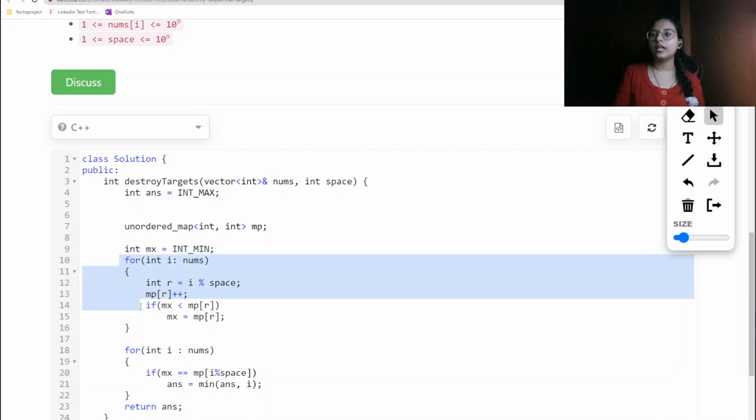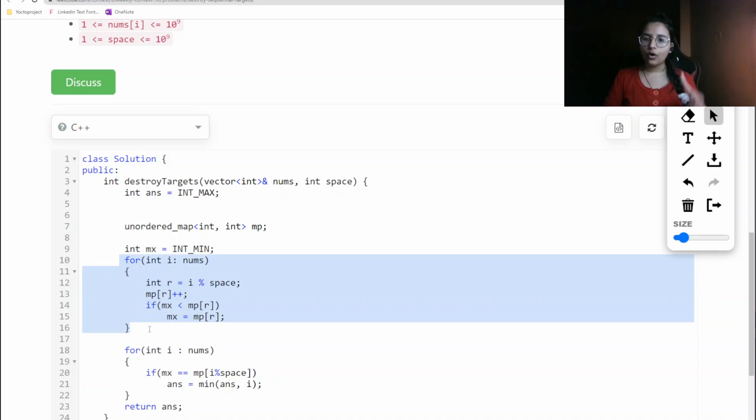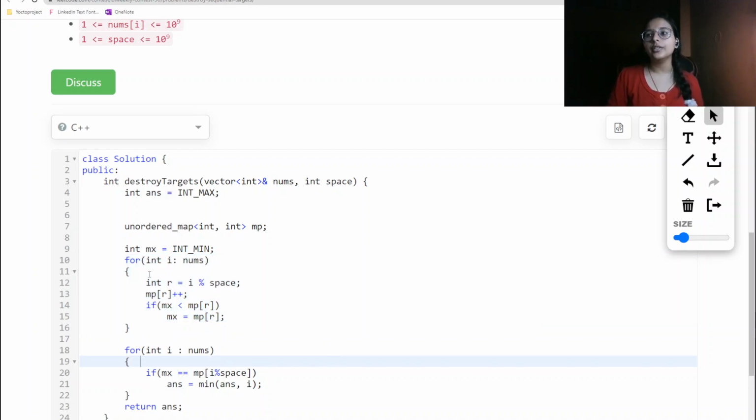Now here we are going ahead with checking for all those remainders, where we are checking each element's remainder, and corresponding to that we will be figuring out what is the maximum element which we can get because of that remainder. So here we are checking the remainder of that particular element.